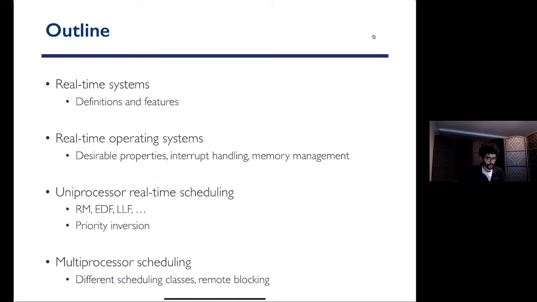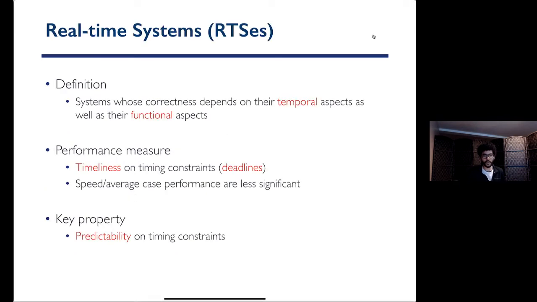Okay, so the definition of a real-time system is any system that has a temporal aspect in addition to its functional aspect. And when we talk about temporal aspect, we're basically talking about some time constraints. So you have to do the tasks that you have to do in a certain time period. And the key property of a real-time system is its predictability. It's not just doing the right thing, but also doing it in a predictable manner.